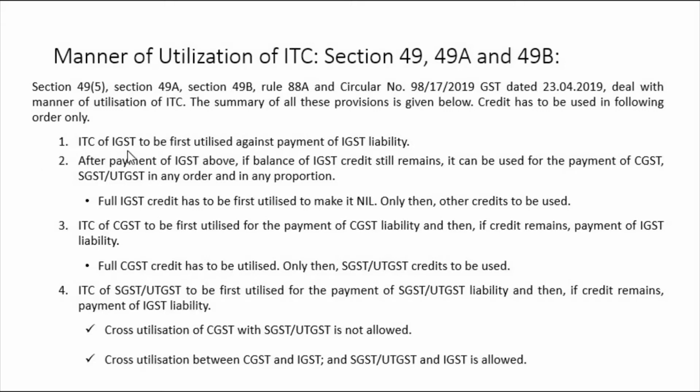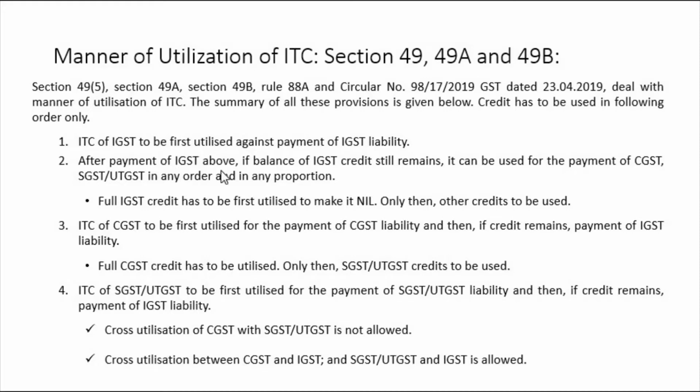So ITC of IGST is to be first utilized against payment of IGST liability. Please understand, first we have to finish this IGST credit which is pending in the electronic credit ledger of the registered person. We have to finish this IGST first. And how to finish this? First utilize it in IGST liability and then you utilize it for CGST and SGST in any order and in any manner. This is what is given in the second point.